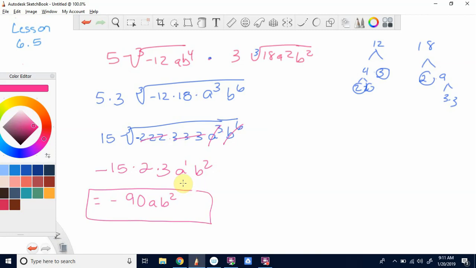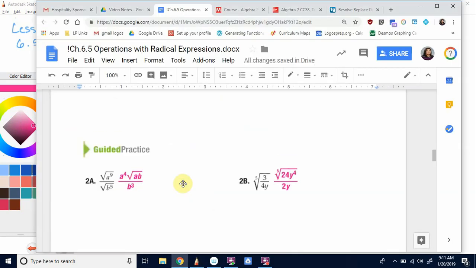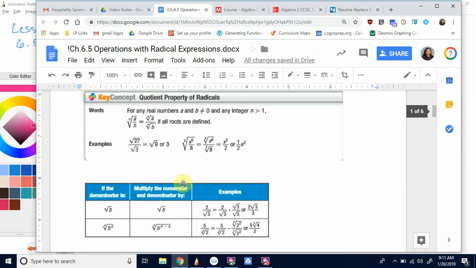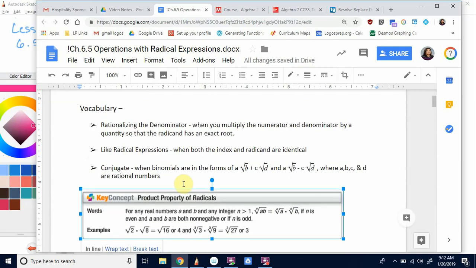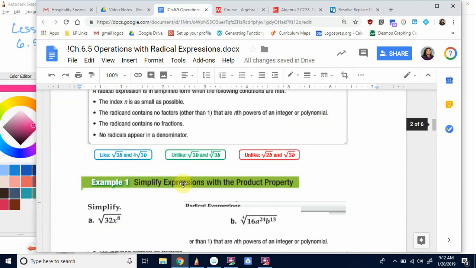So now we're headed to example 4. In example 4, we've got a vocabulary, and we're going to use real terms. Our vocabulary here is radical expressions. So what does that mean? When both the index and the radicand are identical, this is key here, to use this: like terms and unlike terms.